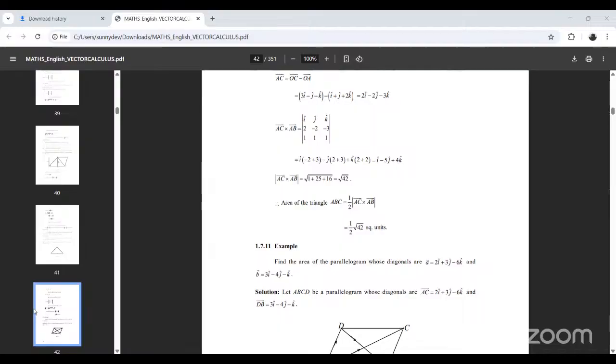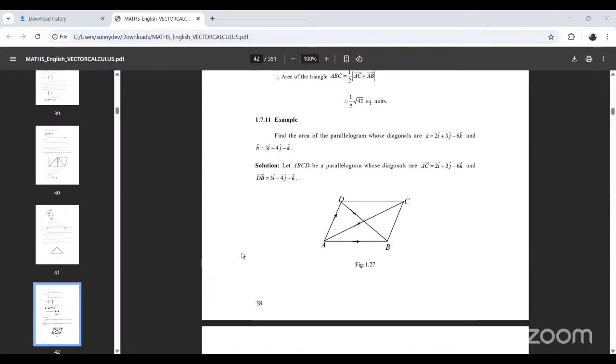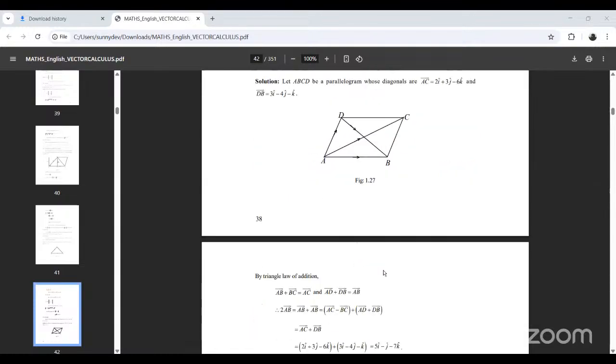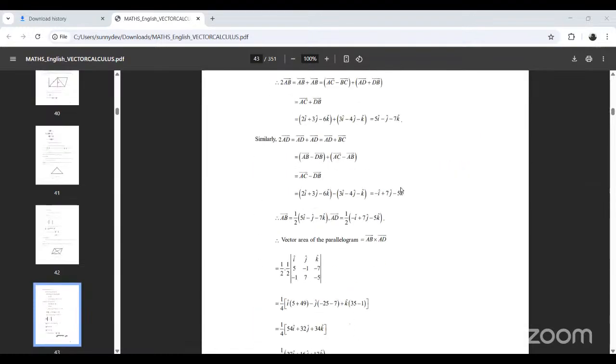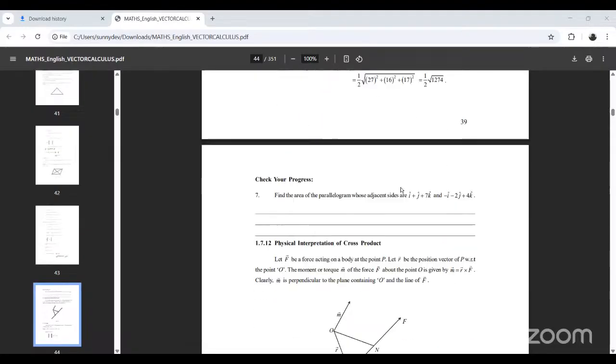Next, find the area of the parallelogram and use the diagonals. You just know we find out the area.